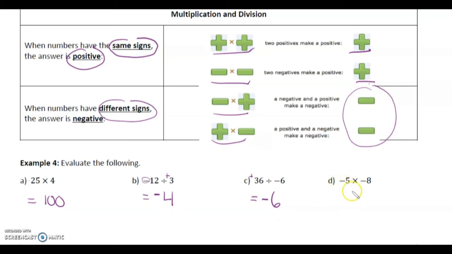Okay, and negative 5 times negative 8. Well, just the numbers 5 times 8 equals 40. So when we have two negative signs, negative 5 times negative 8, it's going to be a positive.